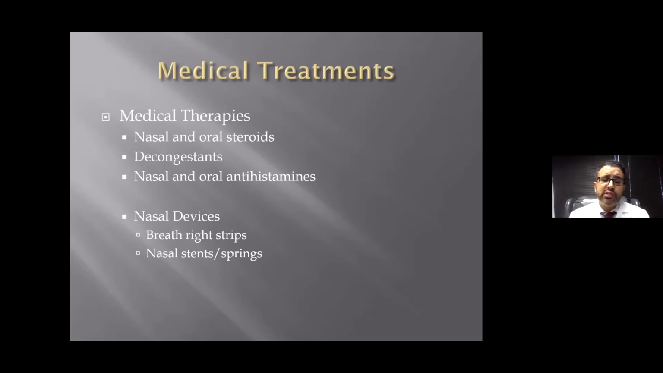There are other devices that people use. For example, Breathe Right strips. You see many athletes will wear this to expand their airway, to open their airway. These are temporary things you can't use long term. And then nasal stents or springs, other things that stabilize the airway. Again, temporary devices that you can insert into the nose that allow you to breathe better. Next slide.